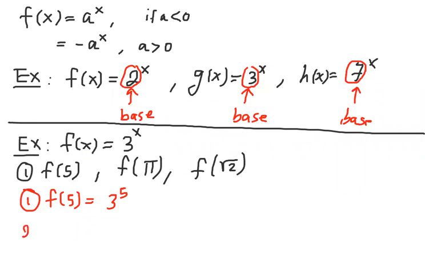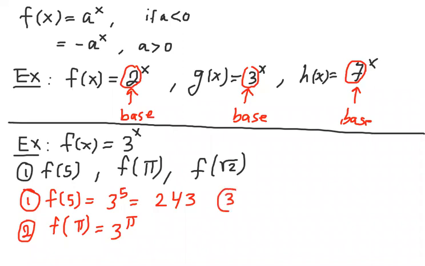Now the second one, what is f of pi? It's 243. Thank you. But in the exam, we don't have to use the calculator, so you can keep the answer like that, 3 to the 5. So what's f of pi? You just plug the pi inside the function, and we get 3 to the pi.